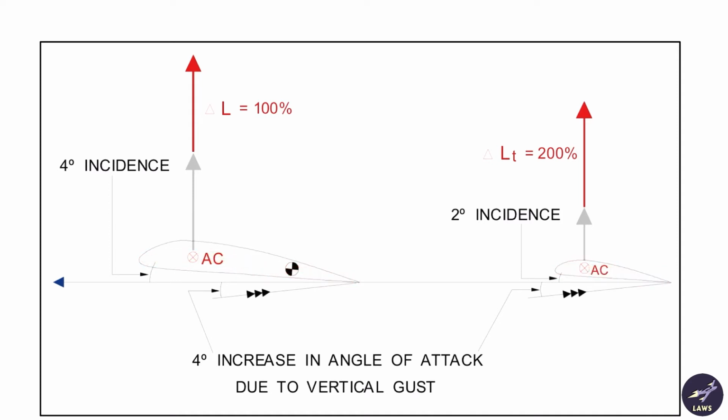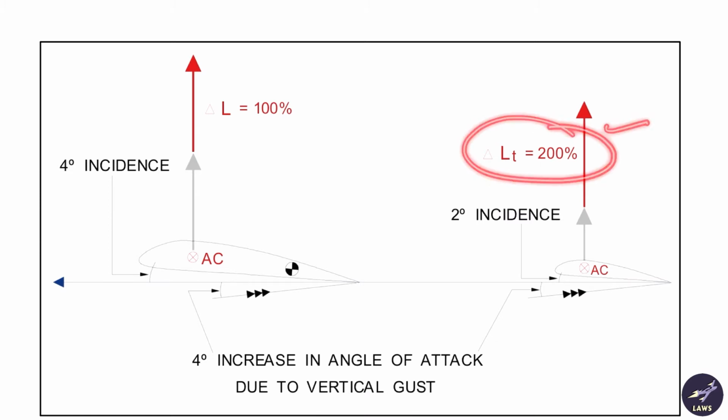So this is 4 degrees. If there is a 4 degree increase in angle of attack due to a vertical gust, you can say the total is 8 degrees, that is a 4 degree increase, right? So you'll get a 100% increase in lift. In this case, it is only 2 degrees, and if you have a 4 degree increase, the total becomes 6 degrees. So the original value was 2, and the new value has increased by 4, so you have a 200% increase in lift.